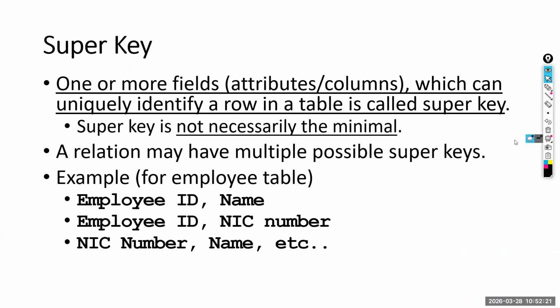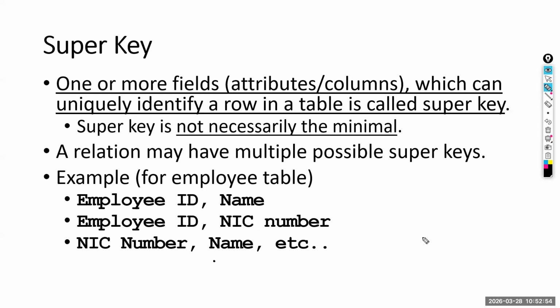Then what is a super key? A super key is a candidate key plus any other additional things, or multiple candidate keys. That means it's not a minimal key. That is why we don't take it as a candidate key. Maybe employee ID, comma, name; employee ID, NIC number; NIC number, name. Those are all super keys.